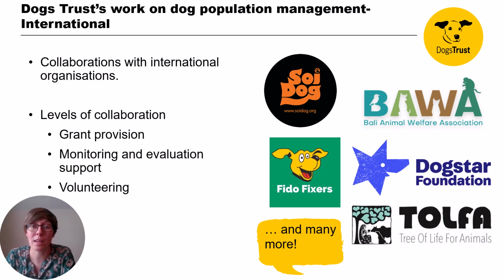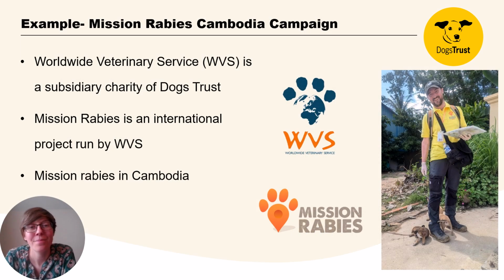We've decided to use one of these as an example to demonstrate the theory of change model. So the example we're going to use is Mission Rabies' Cambodia campaign. Mission Rabies is a project run by Worldwide Veterinary Service, which is a subsidiary charity of Dogs Trust since 2023. It's an international project which aims to eliminate rabies in multiple countries around the world. Mission Rabies in Cambodia is a collaboration of government officials and international NGOs working together towards the goal of no human rabies deaths in Cambodia.